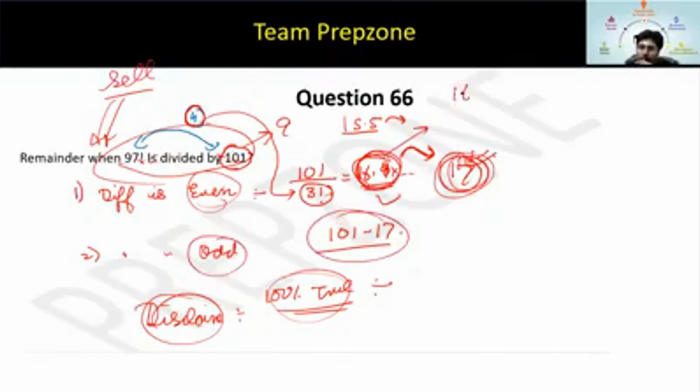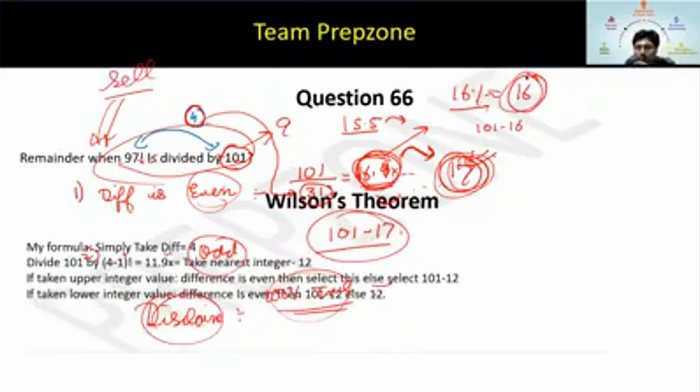Suppose this was 16.1, just for example, then you will round it off to the lowest integer, which is 16. In this case, just reverse will happen. If the difference is even, then the answer will be 101 minus 16. If the difference is odd, then the answer will be 16. As simple as that. Let's solve a few more questions.